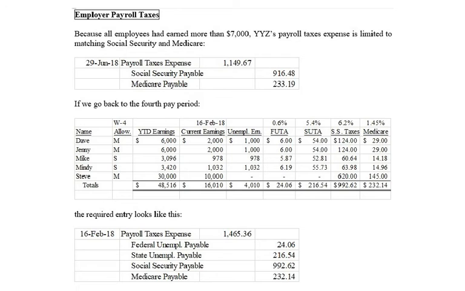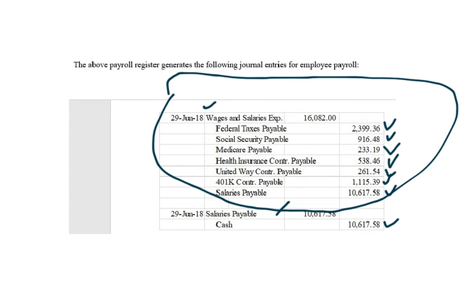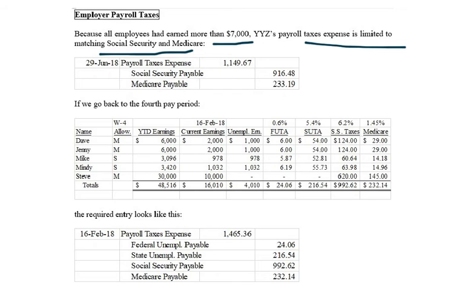So in the example we just looked at, because everyone had earned more than $7,000 for the year, payroll tax expense was limited to just matching Social Security and Medicare. So that's all you're going to see here. In other words, here was Social Security, here's Medicare. So payroll taxes for YYZ would be limited to just matching those two numbers, added together, and that's going to equal your payroll tax expense for June 29th, 2018. That's it. So it's simple.